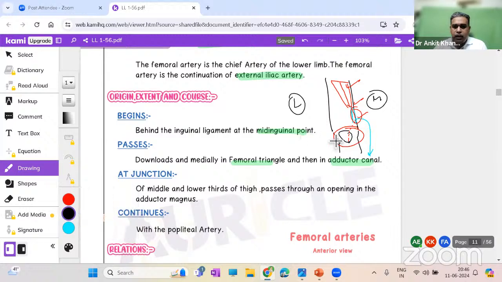At this area behind the knee joint, we'll call it the popliteal artery. So femoral artery is only from the midinguinal point to somewhere where it passes through the adductor hiatus. Because where the adductor canal ends, there's the adductor hiatus, an opening in the adductor magnus muscle. So femoral artery is from there to there.